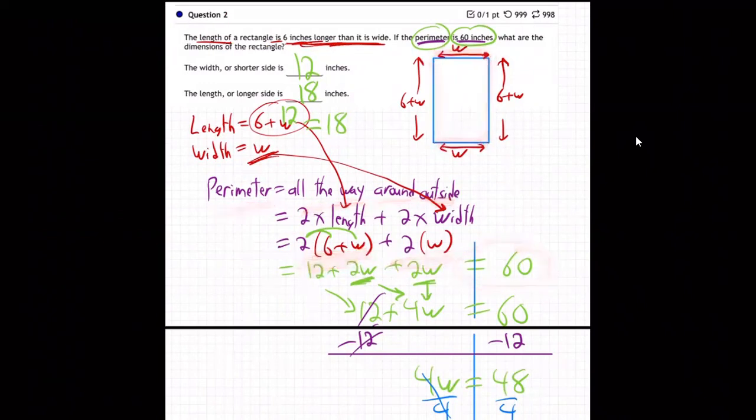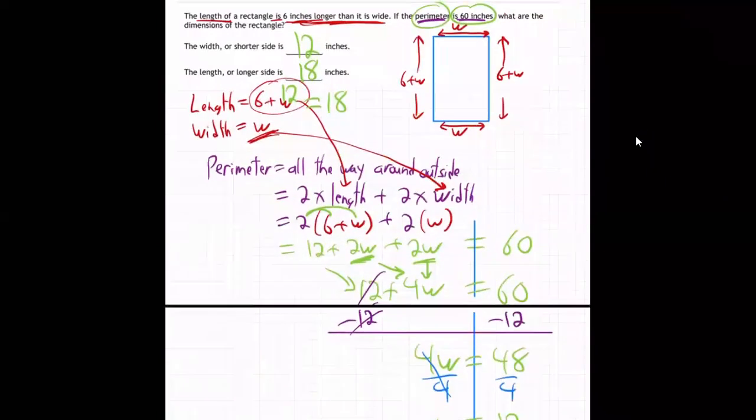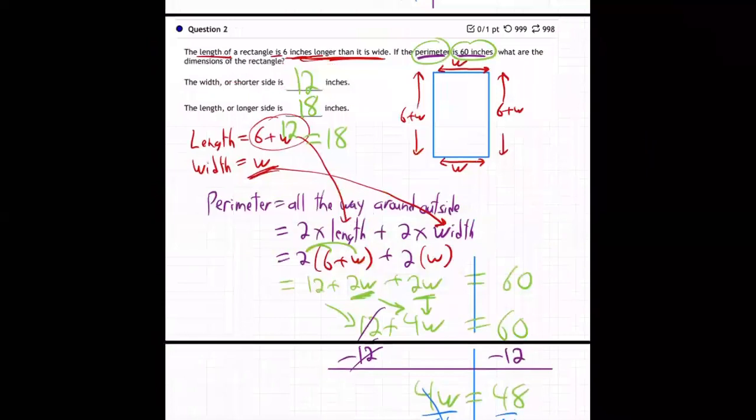Perimeter is all the way around. All the way around is 2 widths and 2 6 plus W's. So 2 6 plus W's and 2 W's, and that is 60. They said the perimeter is 60. So then I solved this equation, right? 12 plus 4W, solved it for W, and then you bring that W back up and you say, okay, the width is 12, and then you plug the W in right there, 6 plus 12, the length is 18. And there we go.